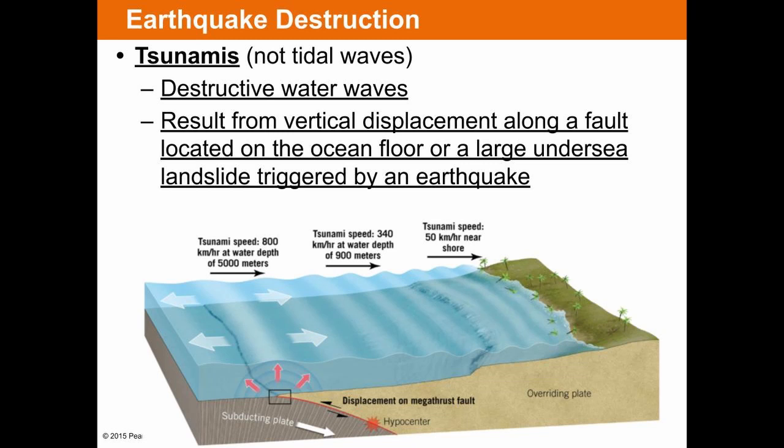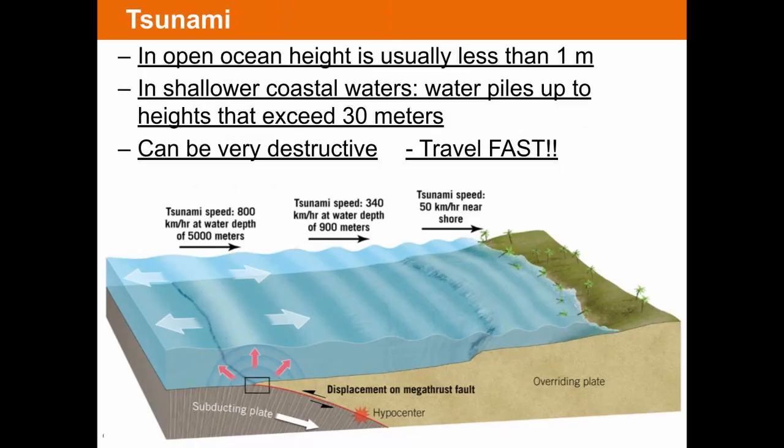Here we can look at this graphic down below. The plate subducts, a displacement or megathrust fault occurs at the hypocenter, and the place where the fault touches the ocean floor, the sea floor, actually moves. That fast sudden movement causes the water to ripple up, doing lots of damage.